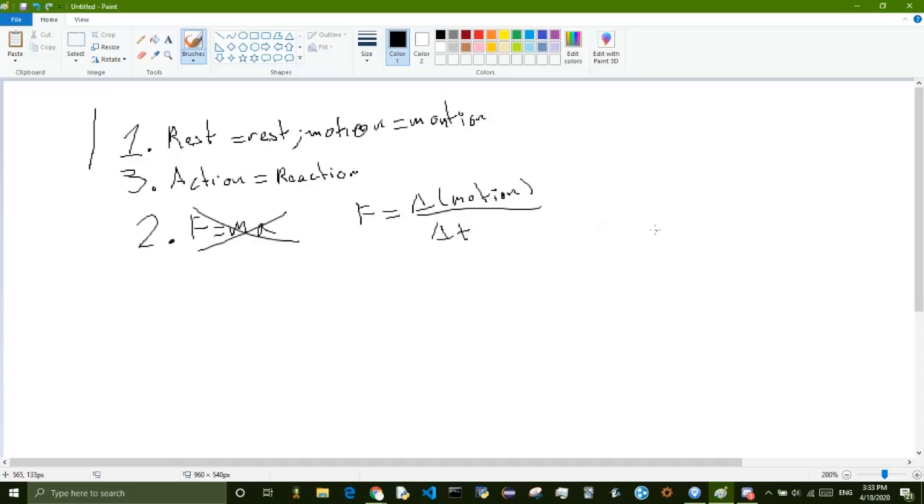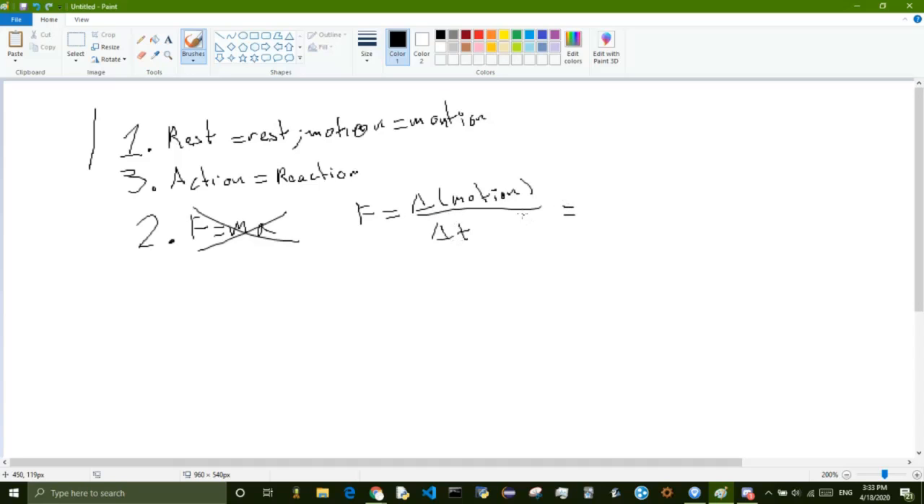Why over time? The reason is, the more the motion is being changed, you want F to be proportional to that. It would make sense if a car is turning to a very slight degree versus a car taking a hard left, it would make more sense for the force to be more. So that's why we introduced this factor of delta t.